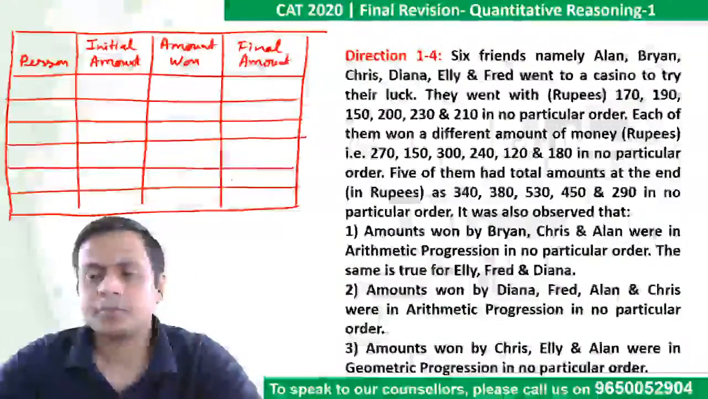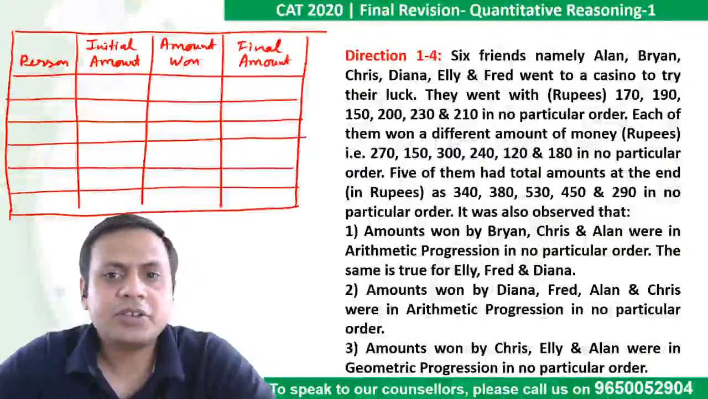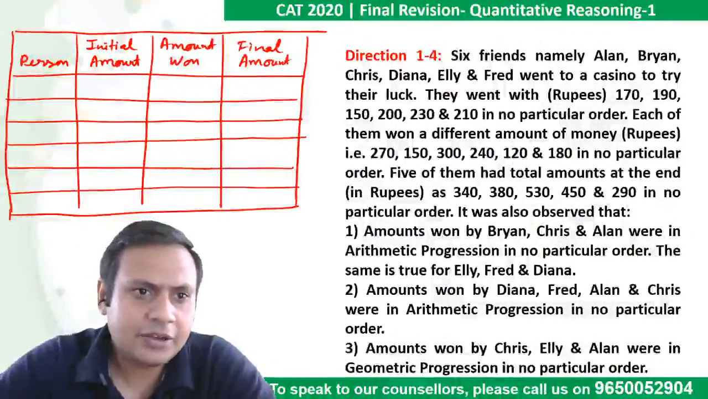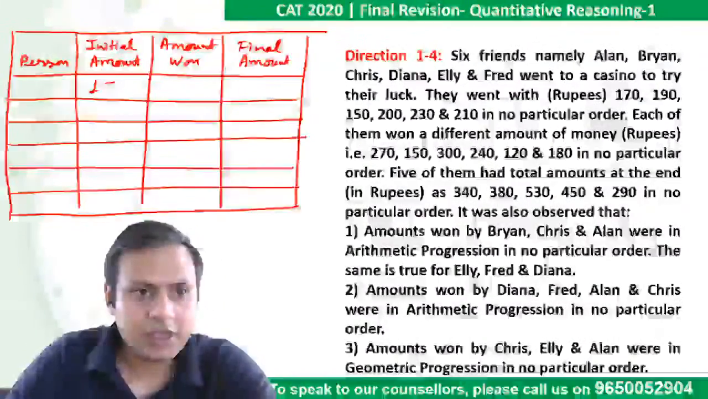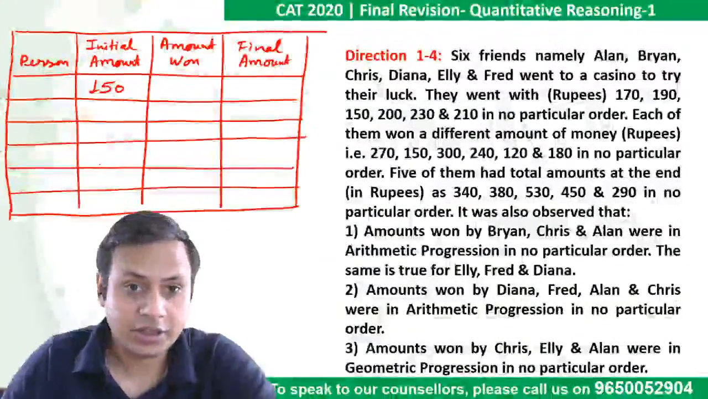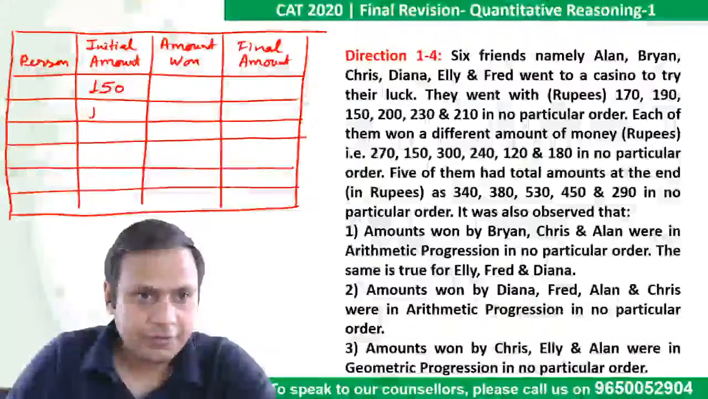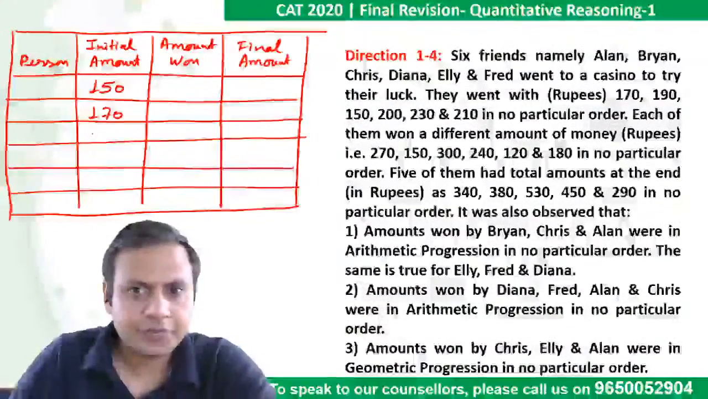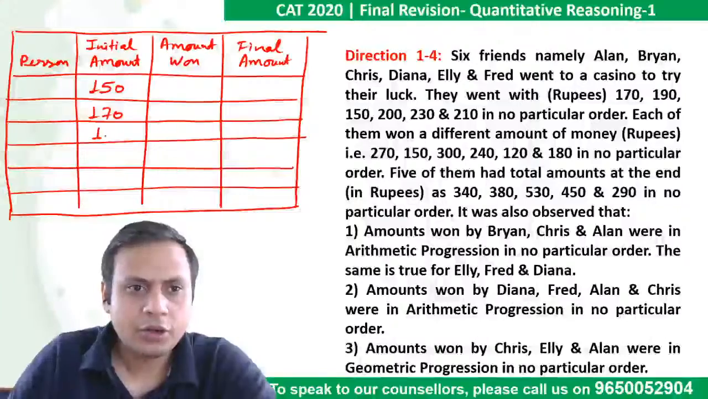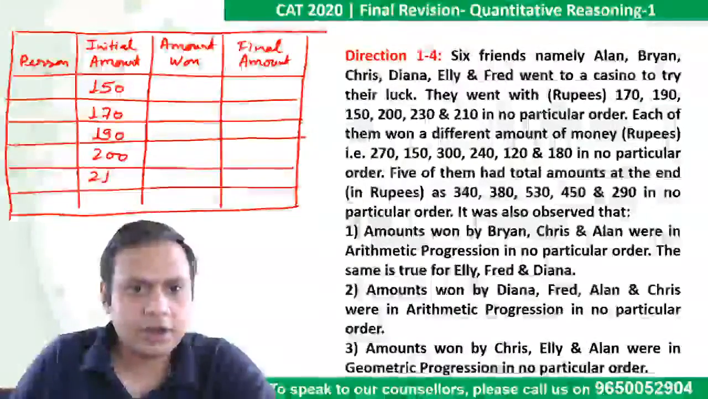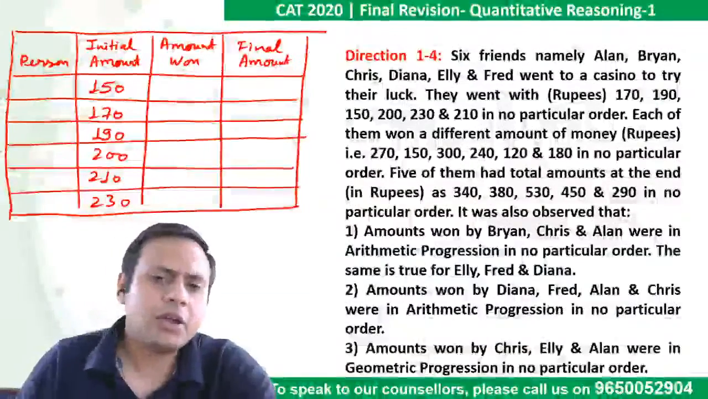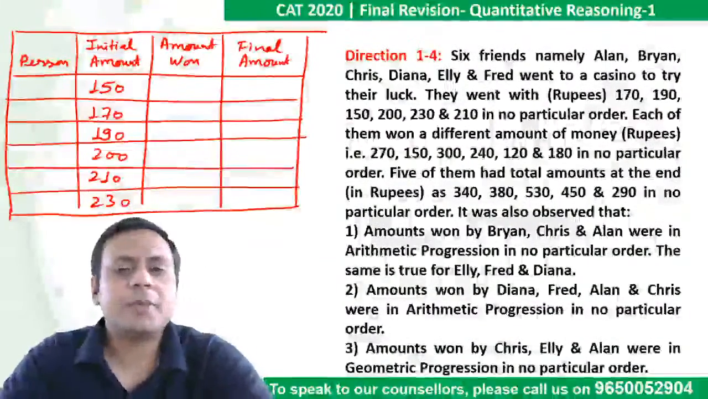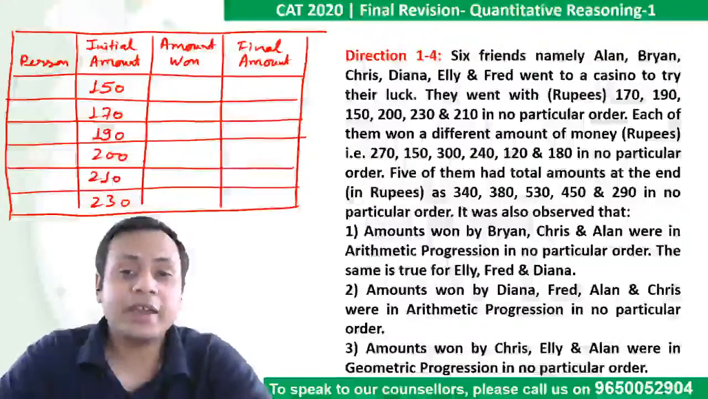By the way, if I write all the initial amounts in ascending order, can I say it is 150, 170, then 190. After that, we have 200, 210, and 230. Now notice one thing. Obviously, initial amount plus amount won will be equal to final amount.